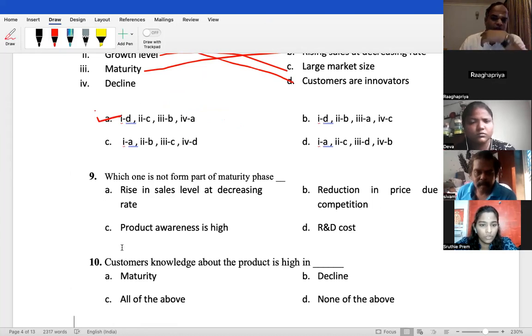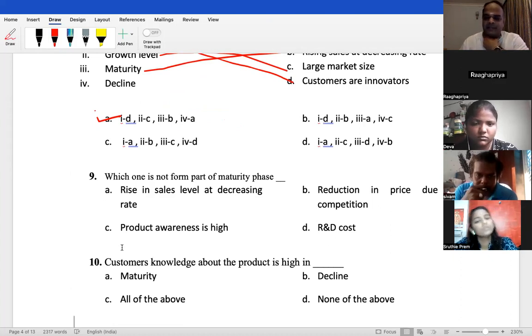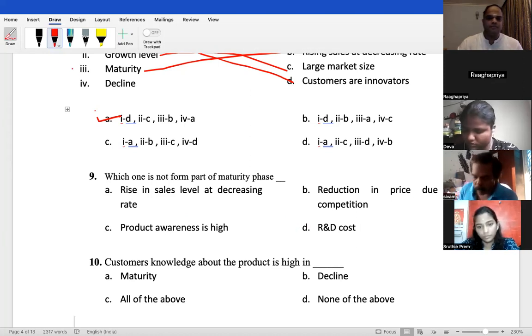Which one does not form part of the maturity phase? Rise in sales at a decreasing rate. Yes, correct. Reduction in price due to competition. Product awareness is high. R&D cost. R&D cost is the answer. Very good.